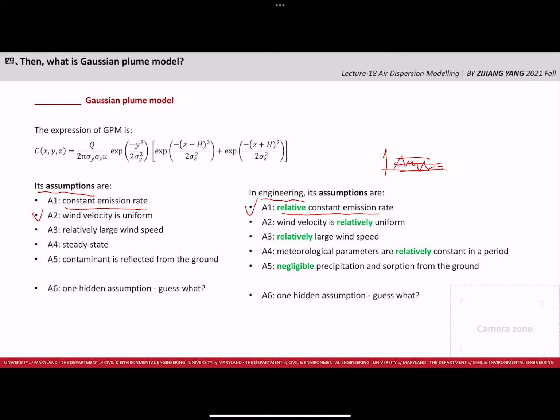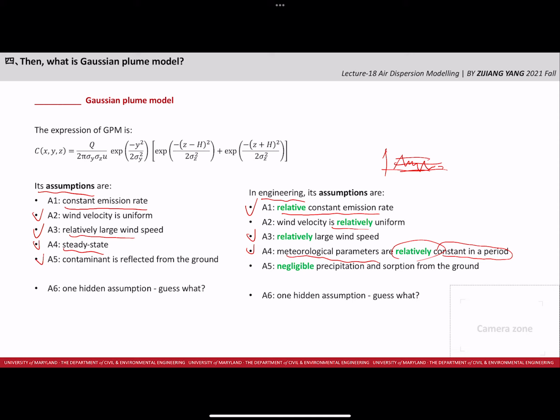And this is similar for the wind velocity. So the wind velocity is relatively uniform. For the third one, we need relatively large wind speed. And in this one, I would say they are the same. The fourth one, we assume the steady state. So steady state, as we mentioned before, means the meteorological parameters are constant in a period of time, so they are independent of time. In this case, they just need to be relatively constant.